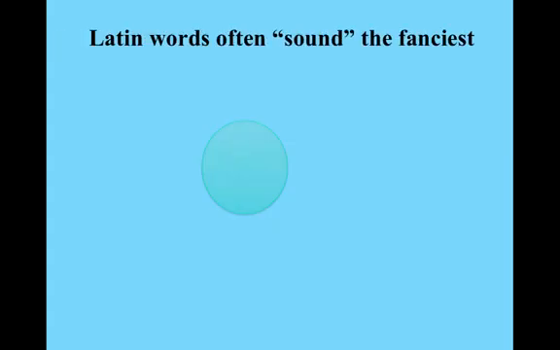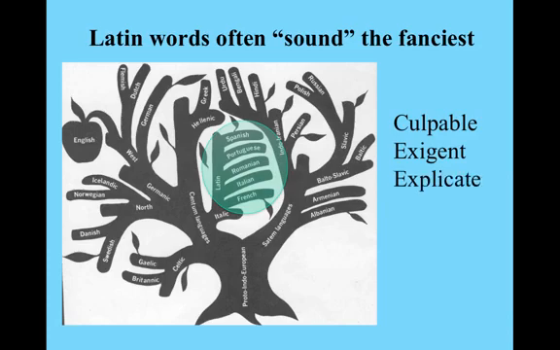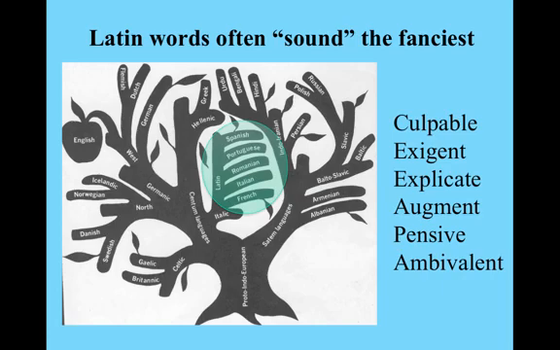So keep in mind as we do this talking about register that the words that come from Latin often sound the fanciest. So the words that come from that Latin branch of the tree sound the fanciest. So for example, culpable, exigent, explicate, augment, pensive, and ambivalent all sound pretty fancy, snooty, highly educated words. And that's because they come from the Latin branch.